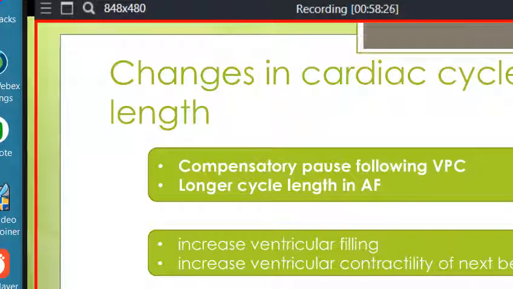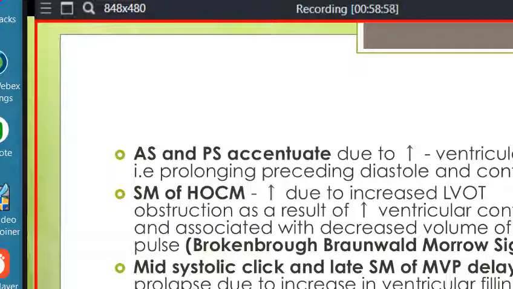So what happens to the murmurs when there is a change in the cardiac cycle, either because of a compensatory pause following a ventricular premature complex or a long cycle length in atrial fibrillation? Because of this increased compensatory pause, there's increased ventricular filling and increased ventricular contractility of the next beat. This increases the intensity of murmurs that are caused by obstruction to either left or right ventricular ejection. Regurgitant murmurs of the valves do not change appreciably following a compensatory pause. The aortic stenotic murmur and the pulmonic stenotic murmur accentuate due to increased ventricular filling, which causes a prolonged preceding diastole and increased LV contractility.